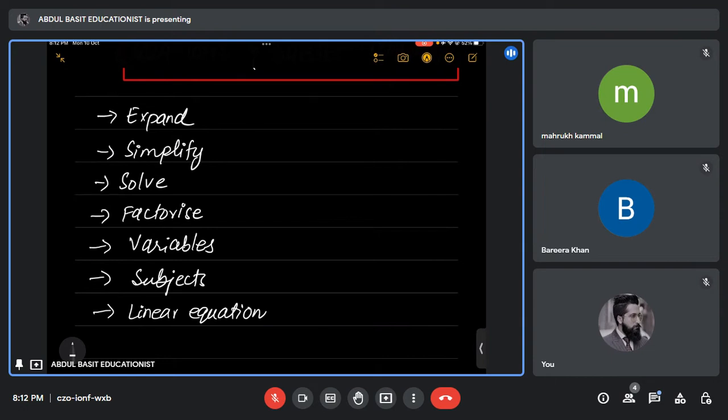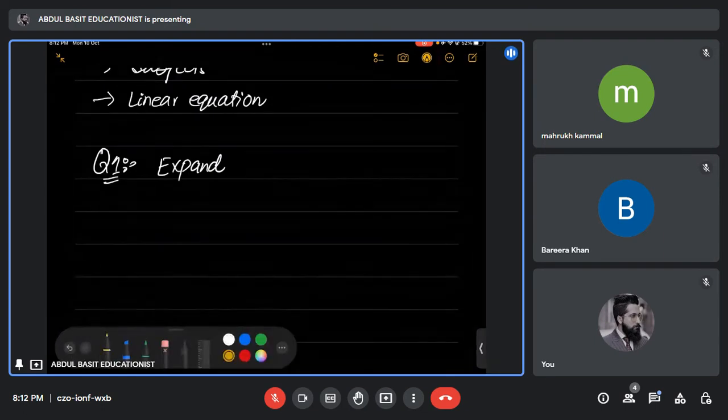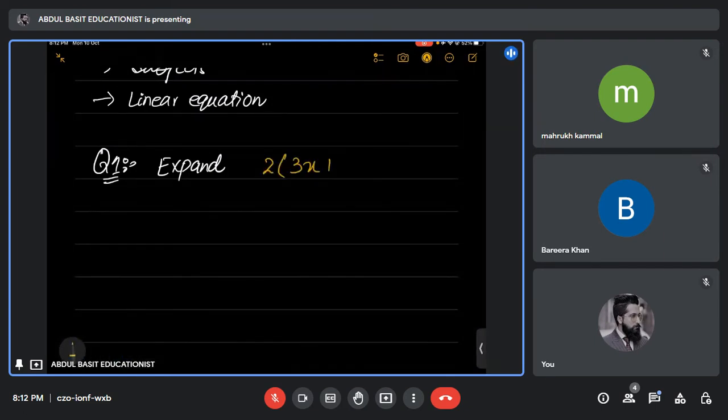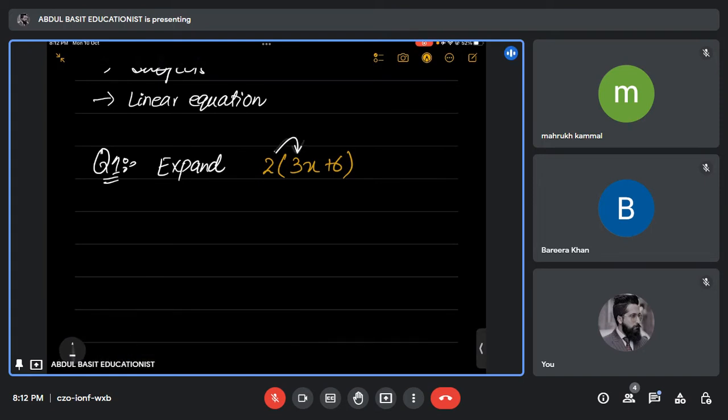right? So first of all, for example, if there is a question in the exam and they say expand. If the question is written like 2 bracket 3x plus 6, it means that the examiner is asking us to expand. Here 2 is in multiplication. So 2 times 3 is 6x, and then 2 times 6 is 12. Now this is your expanded answer.